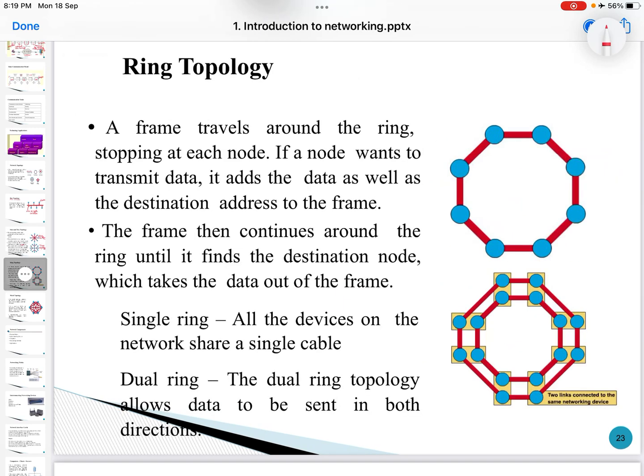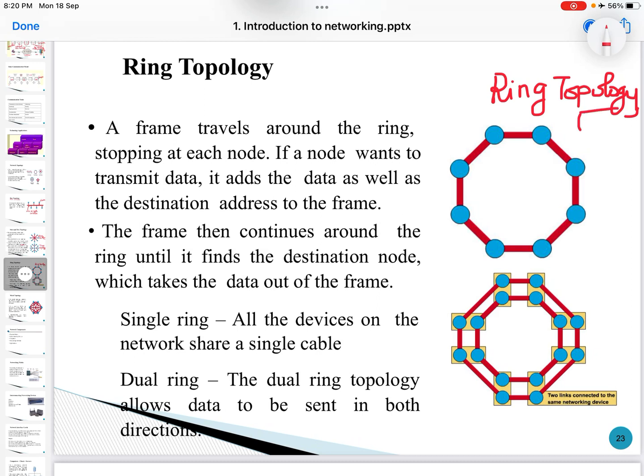Next is ring topology. This is your ring topology. A frame travels around the ring, stopping at each node. If a node wants to transmit data, it adds the data as well as the destination address to the frame. So what will happen? There will be a frame and this frame will pass through all these nodes. If there is a computer, say this computer wants to transmit, then what will it do?